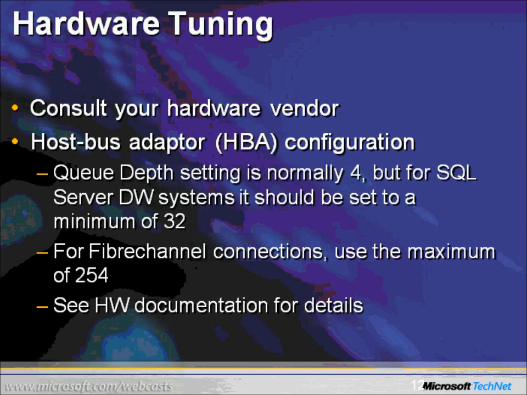Your host bus adapters for your I/O system often have a queue depth setting. Normally this is set to 4, but for SQL Server data warehouse systems you should set it to no less than 32. And for fiber channel connections, use the maximum available setting, which is 254.